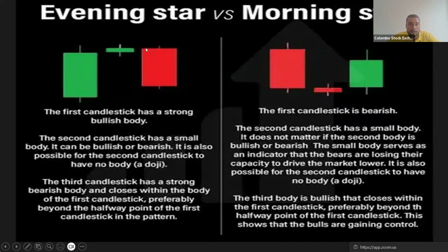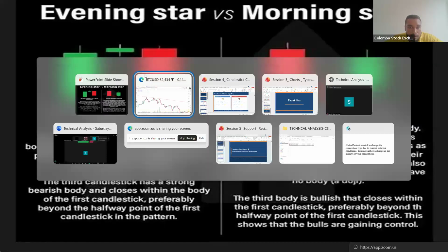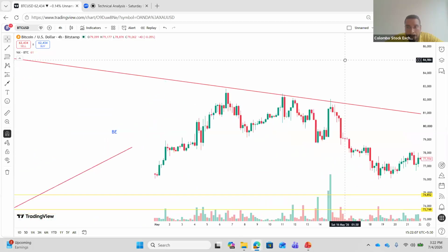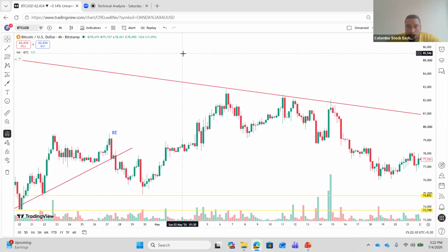And the following candle is red, right? That is our bearish confirmation. So this is a candlestick pattern that marks a potential reversal of the uptrend. That means it can be the start of the downtrend. So usually you might see this at the top of the uptrend, right? In our previous cases also.